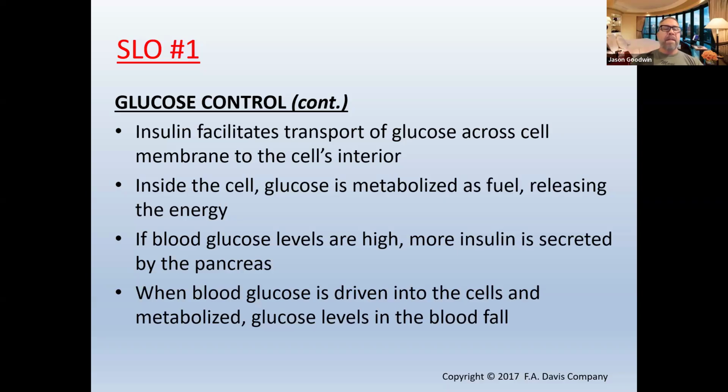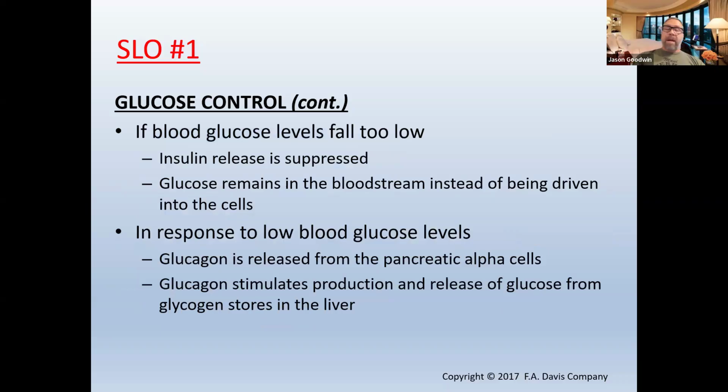Okay, that's the process. If the blood glucose goes too low, the insulin release is suppressed. The glucose remains in the bloodstream instead of being driven into the cells. All right. And in response to those low blood glucose levels, the liver and the pancreas start contributing. So glucagon is released from the pancreatic alpha cells, and glucagon stimulates production and release of glucose from the glycogen stores in the liver.